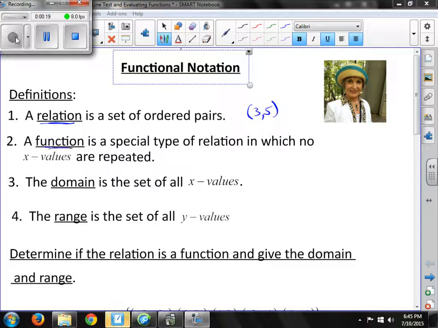A function is a special type of relation in which no x values are repeated. It's a very easy definition for a function. No x values repeated. The domain is the set of all x values. The range is the set of all y values.